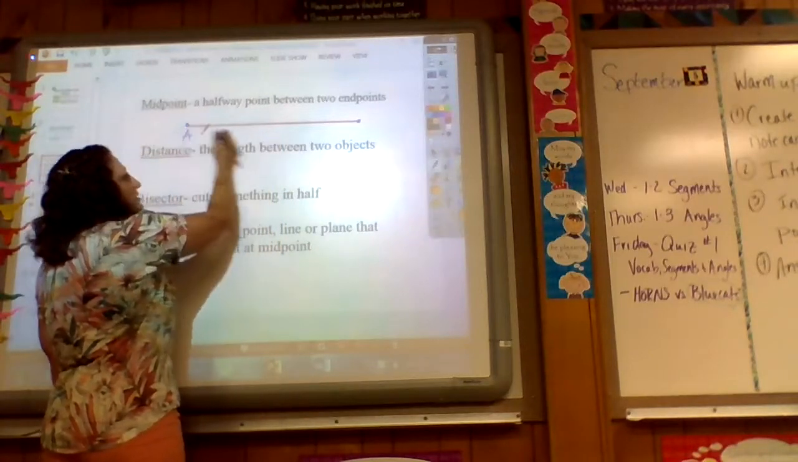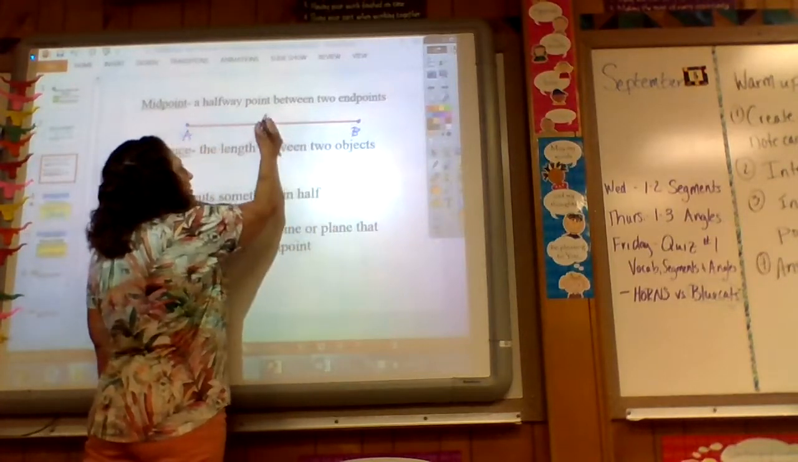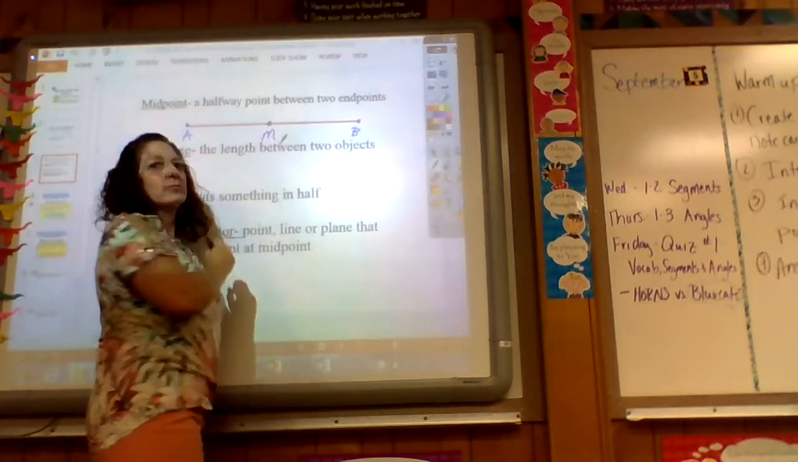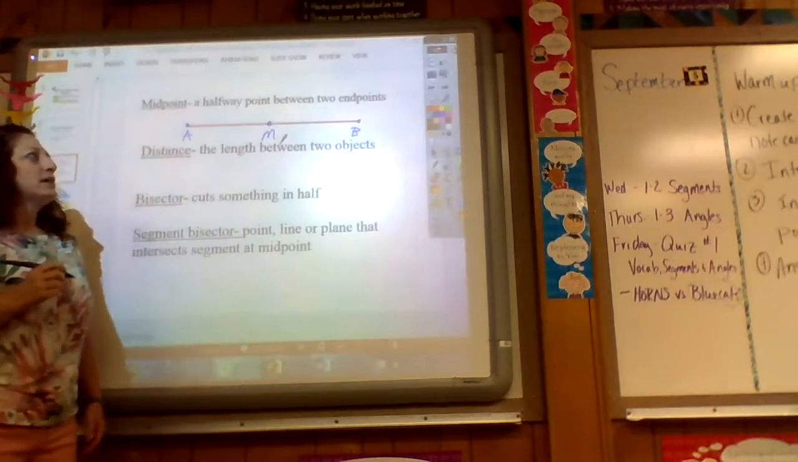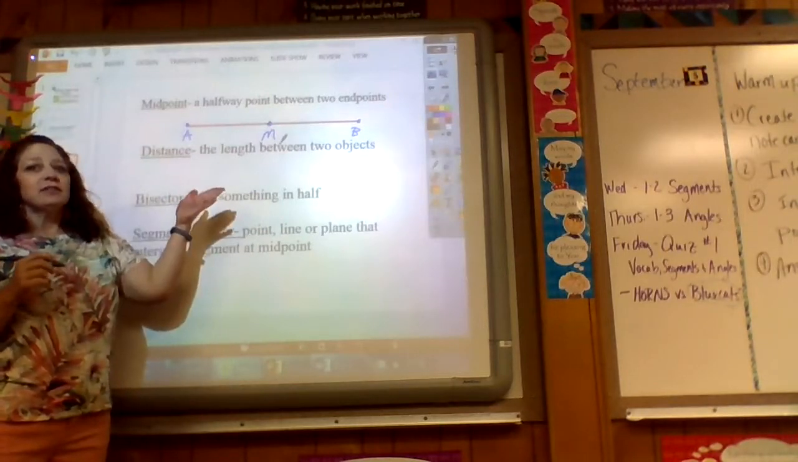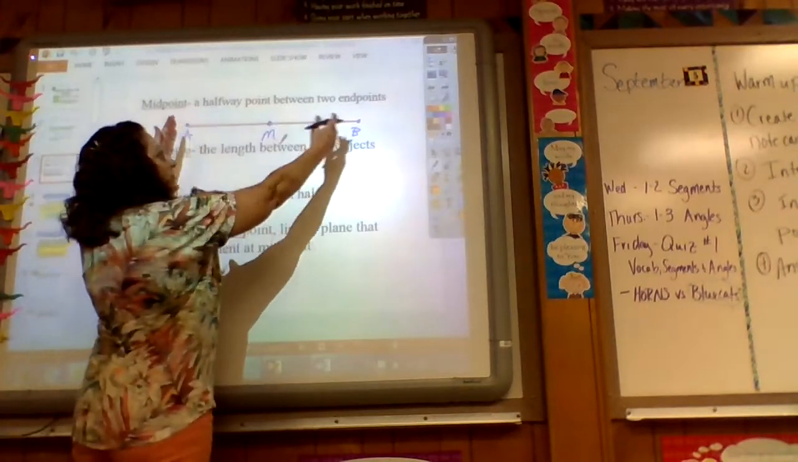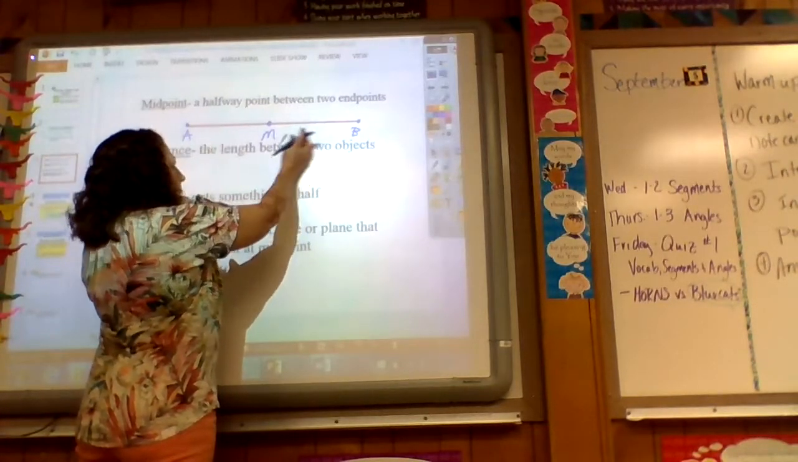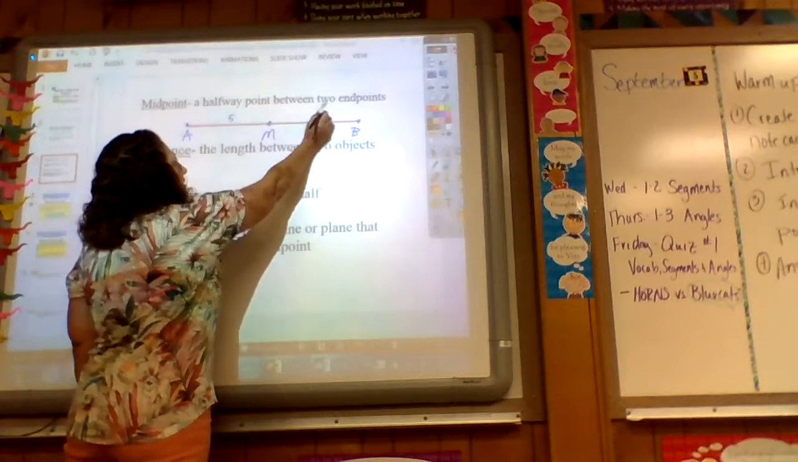So let's say if this is A and this is B, then your very center point is M for midpoint. Now, if it's exactly in the middle, let's say that's 10 units long. What did it just do to those segments? It halves them. Yes. So a midpoint will cut something in half.